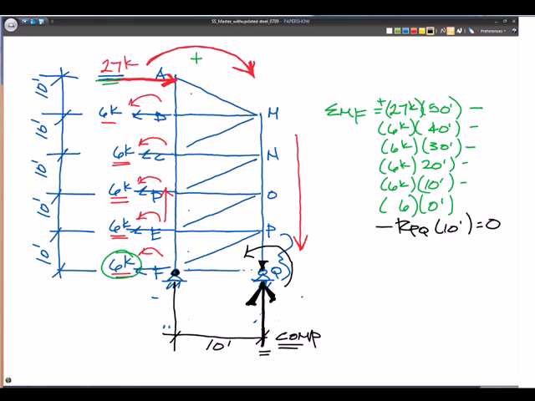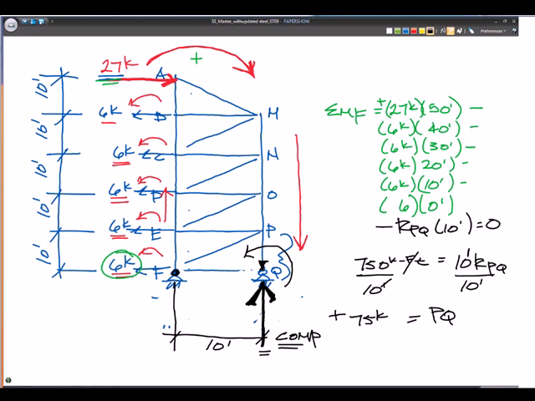And what we're going to end up with is, I believe, 750 kip feet. Let me make sure. Yeah, 750 kip feet equals 10 P sub Q. Okay, and what we see then, if we divide each side by 10 feet, we get P sub Q, or the reaction of P sub Q, is equal to 75 kips.